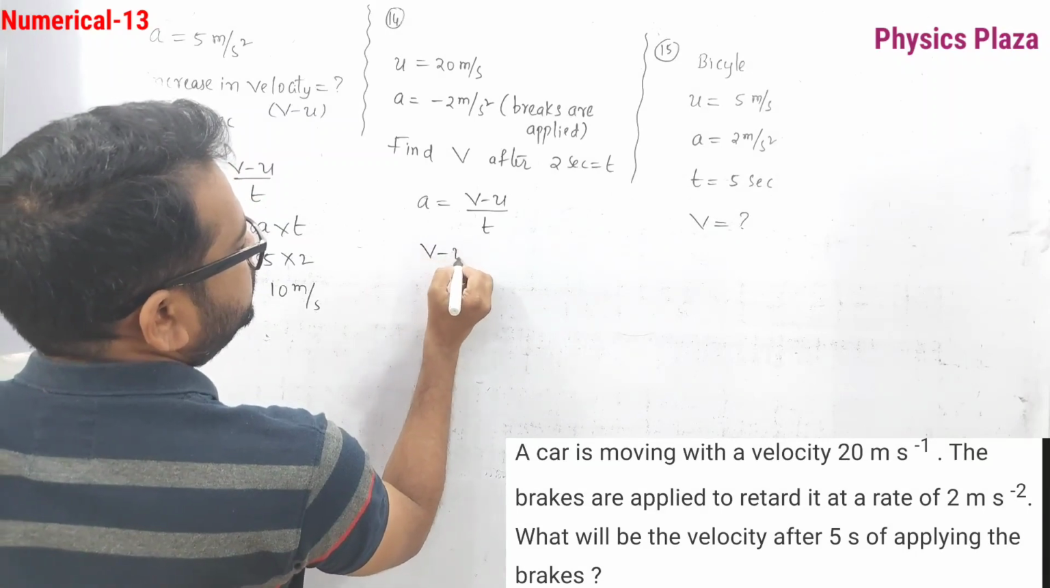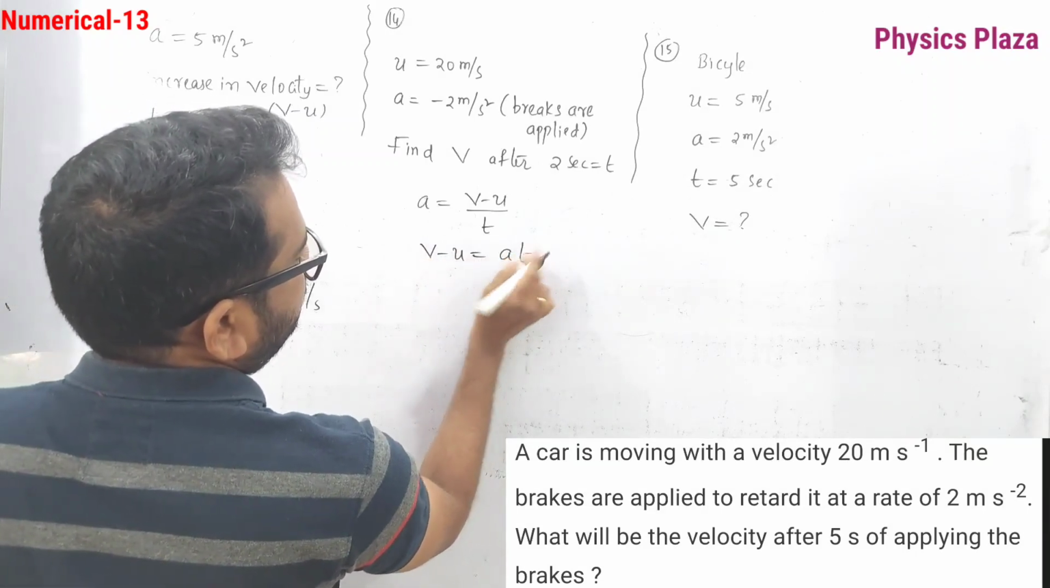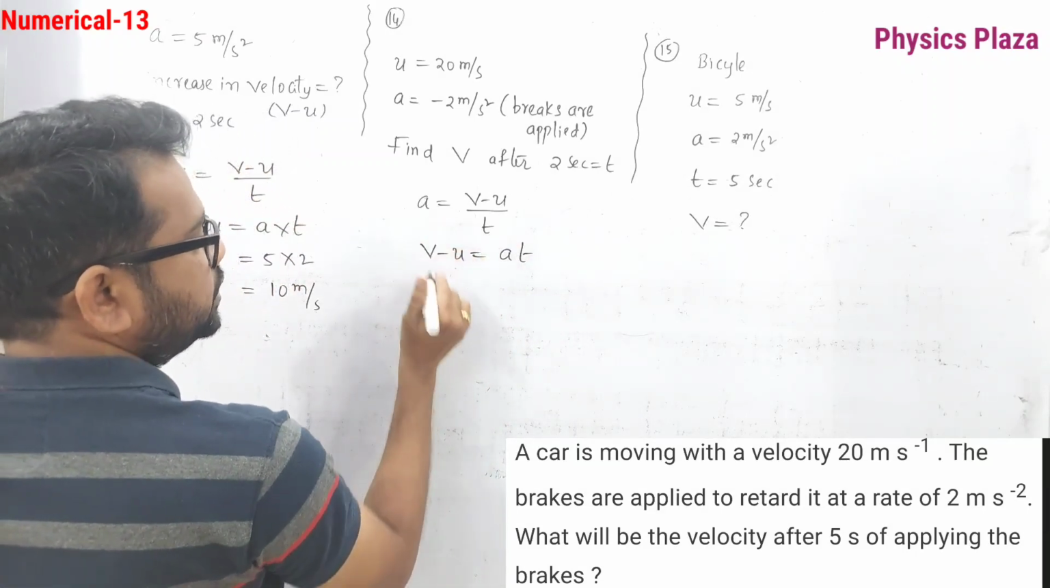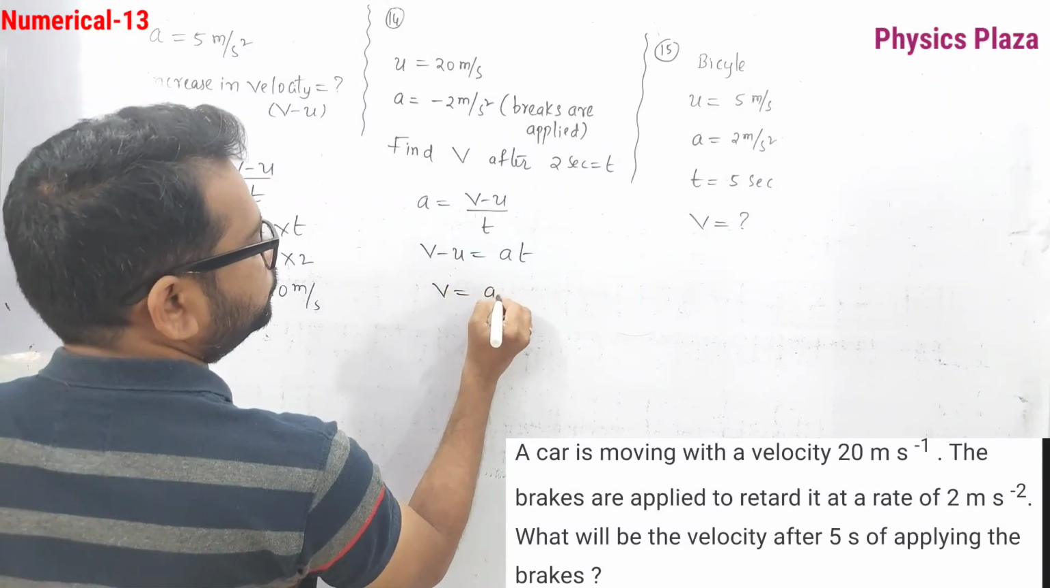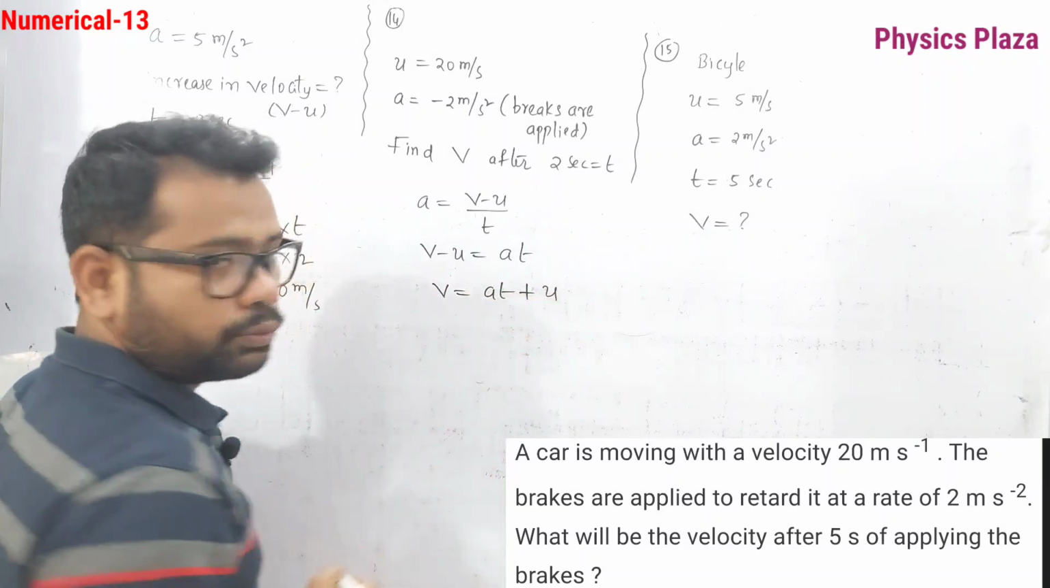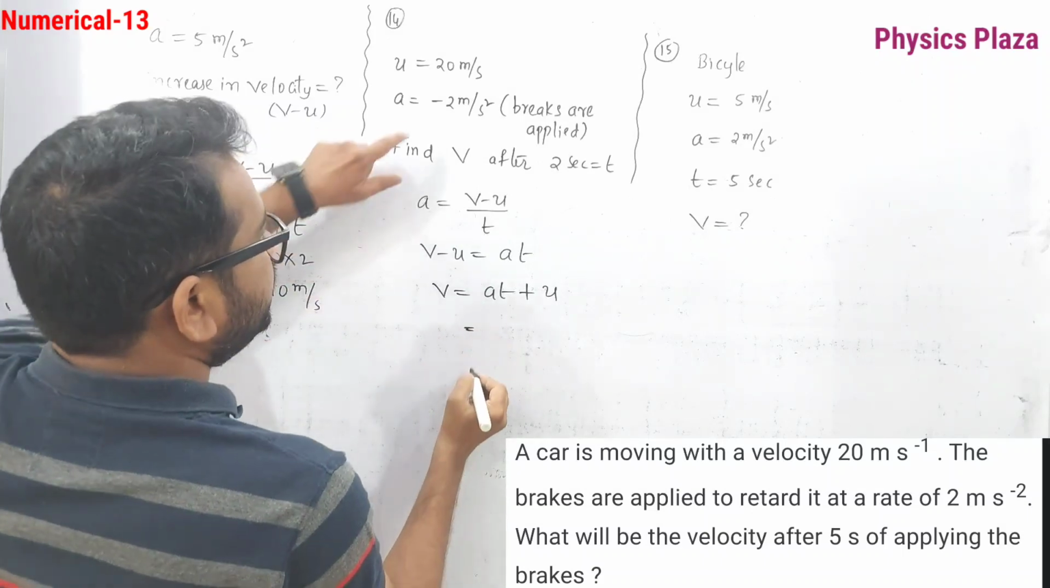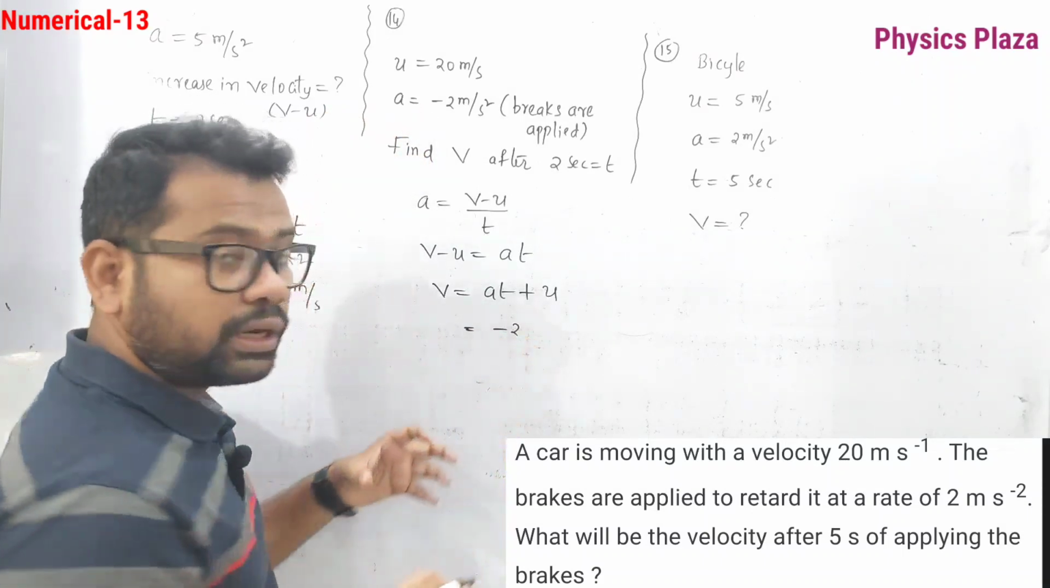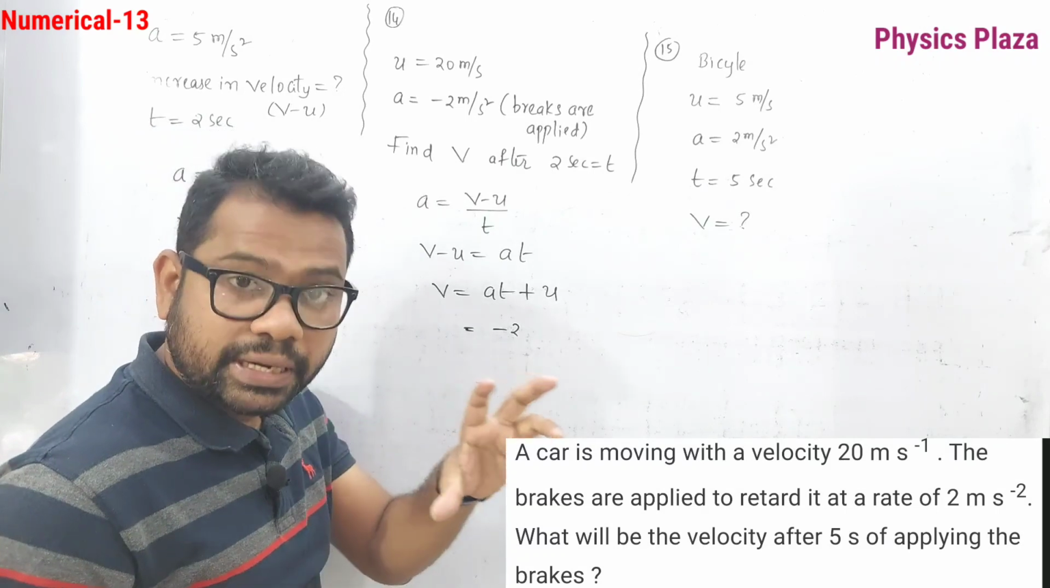So here V minus U is equal to A into T. Take this A this side, so T this side. So then V is equal to AT plus U. Okay, children. Now you substitute the value. A value at any cost you must substitute with the negative sign only because of the retardation.